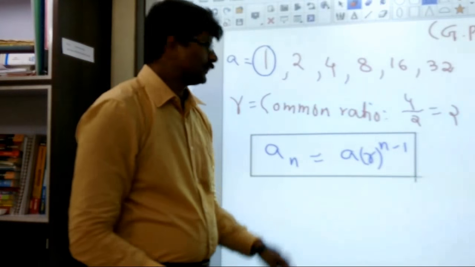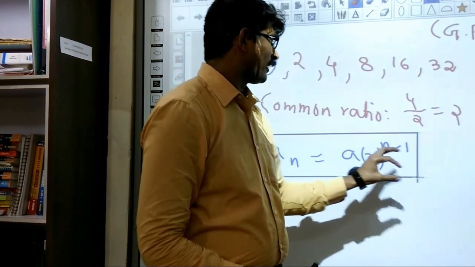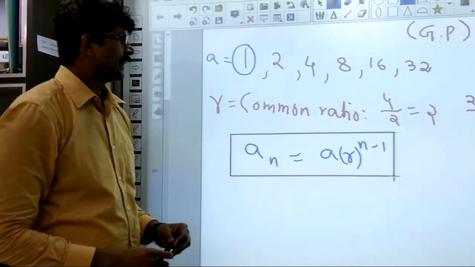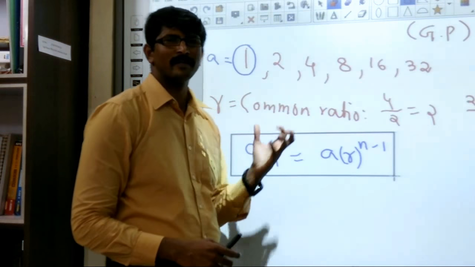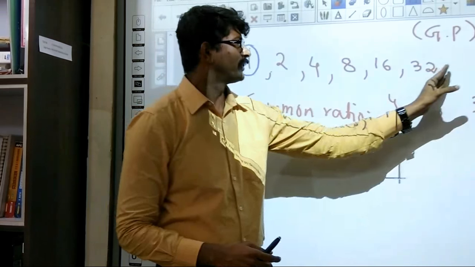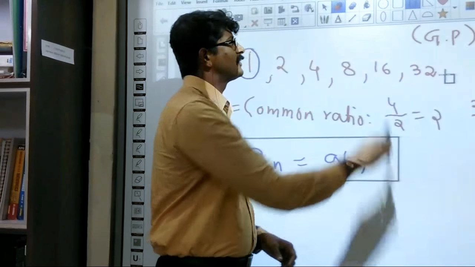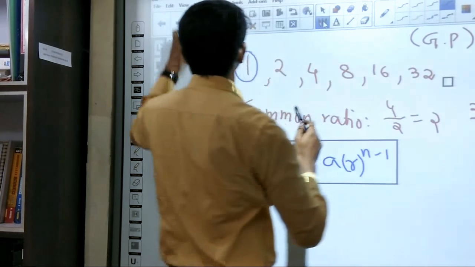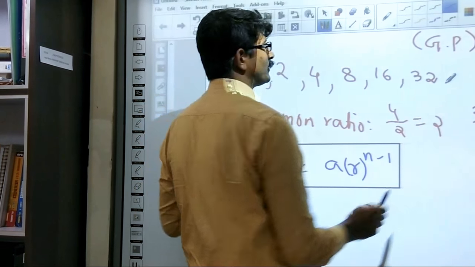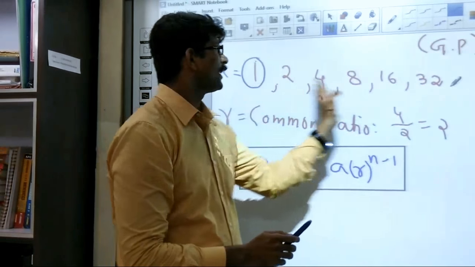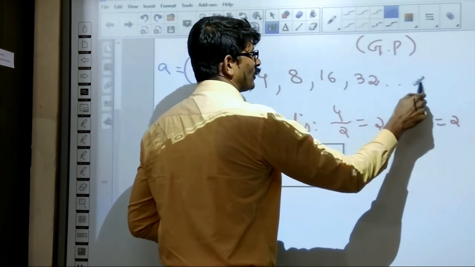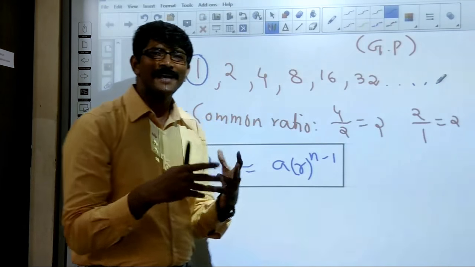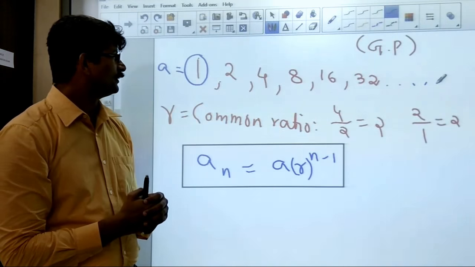Okay, I hope you finished writing this: a_n equals a r raised to power n minus 1. And now suppose again the same thing, like say we have a sequence over here that stops. That means if there is a full stop at the end, then this is called a finite geometric progression. And if there are dots, then it is an infinite geometric progression.